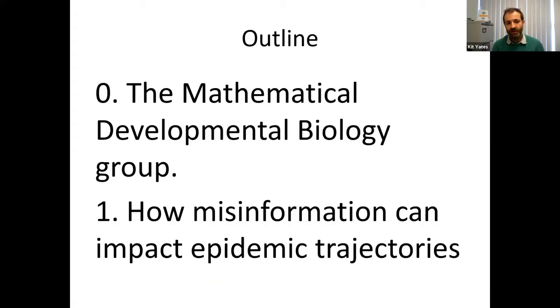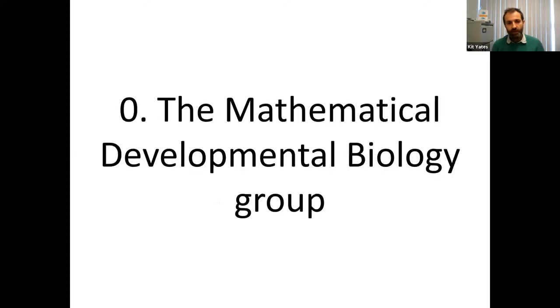So I'm going to briefly tell you a little bit about my group, which is called the Developmental Mathematical Biology Group at the University of Bath, and then I'll talk more about the actual work that I've been invited to talk about. So firstly, the group. It's called the Mathematical Developmental Biology Group because that's what we do. We're not primarily an epidemiological group. So that's the caveat in front of this talk. We teach mathematical epidemiology to undergraduates, but this is not our primary research area of expertise.